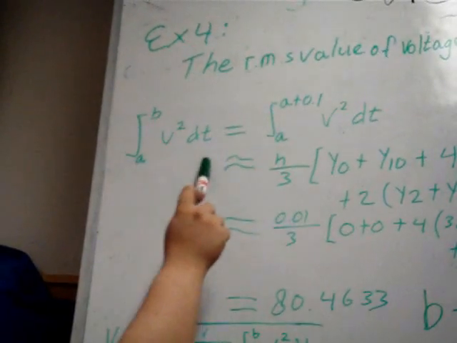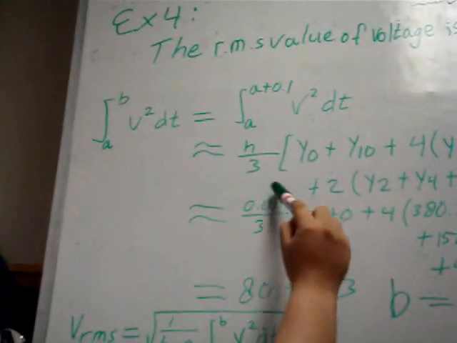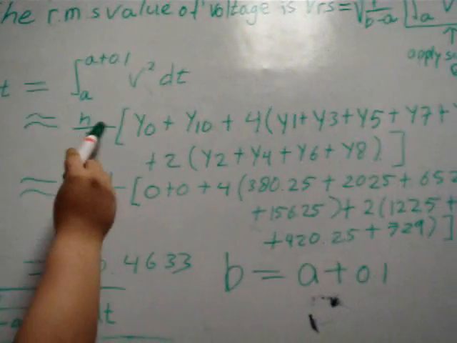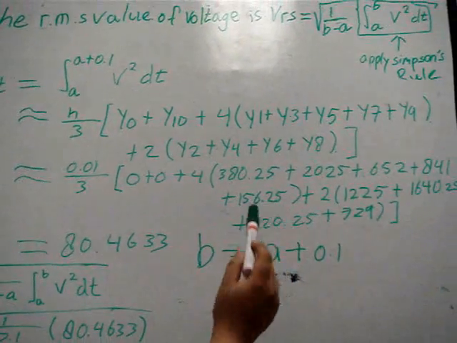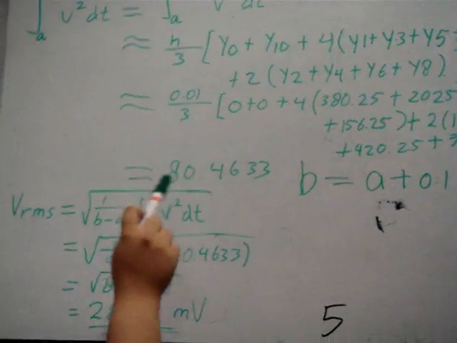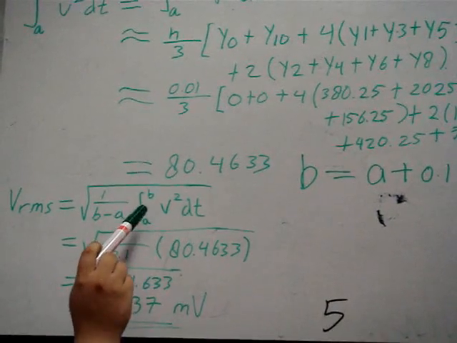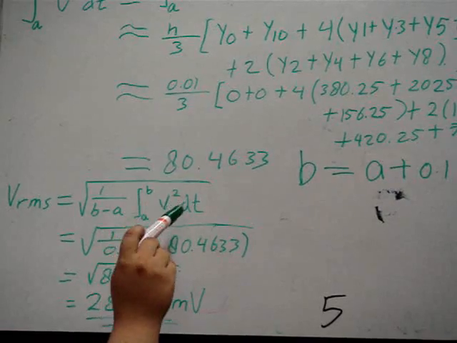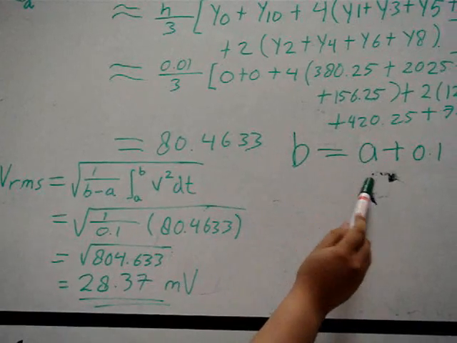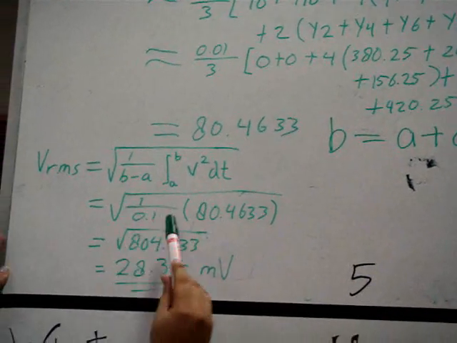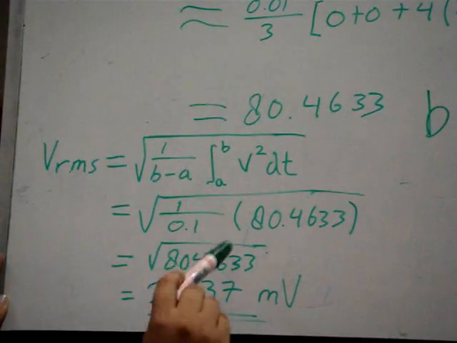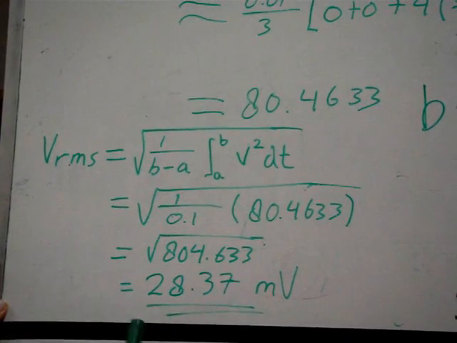Okay, we use this formula, Simpson's rule. All these values we can find in the table, and we substitute all the values into this formula. And we get 80.4633. And V_RMS equals the square root of 1 over (B minus A) times the integral from A to B of V squared dt. We substitute all the values in, like B equals A plus 0.1. We cancel the A, substitute in the values, and take the square root, and the final answer is 28.37 millivolts.